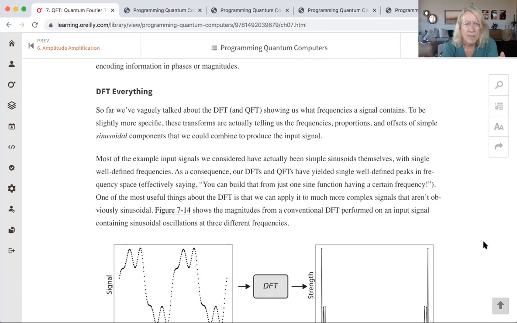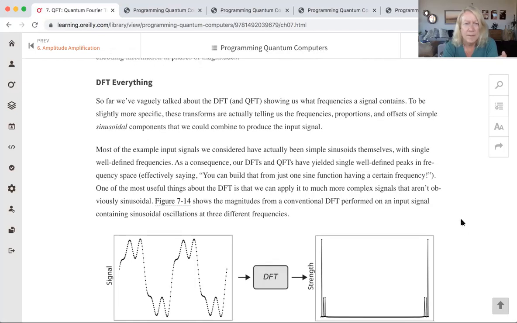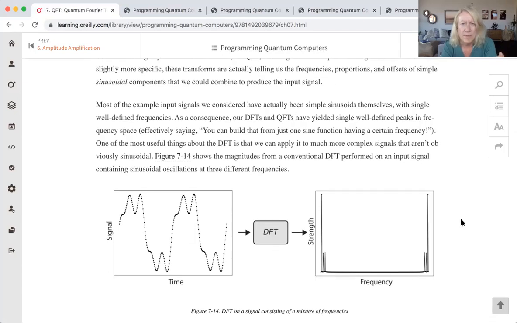So we've talked about the DFT and QFT showing us what frequencies the signal contains. The transforms are actually telling us the frequencies, proportions, and offsets of simple sinusoidal components that we could combine. Most of the example input signals that we've considered have actually been simple, with simple frequencies. As a consequence, our DFT and QFTs have yielded single well-defined peaks. You can build that from one sine function having a frequency.